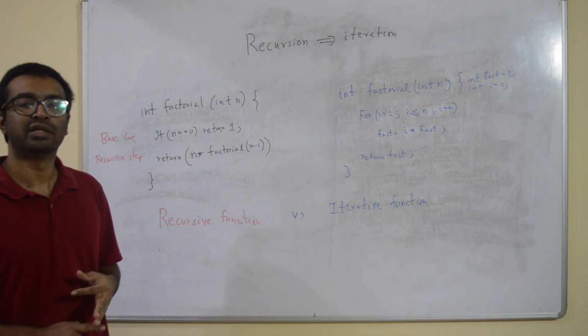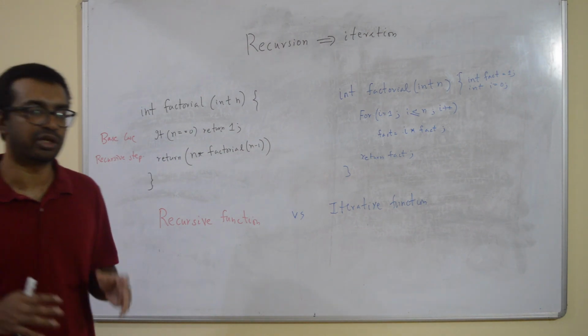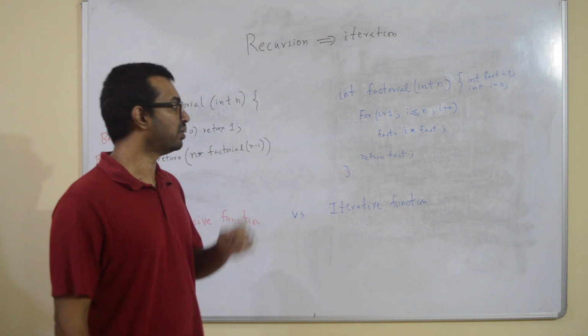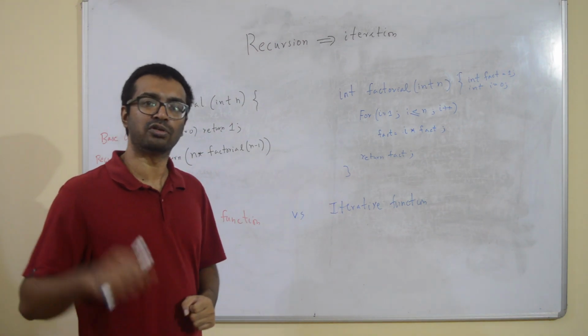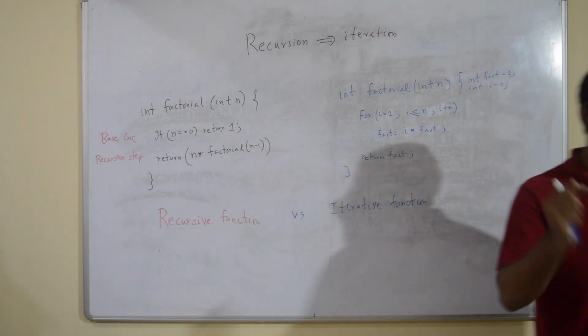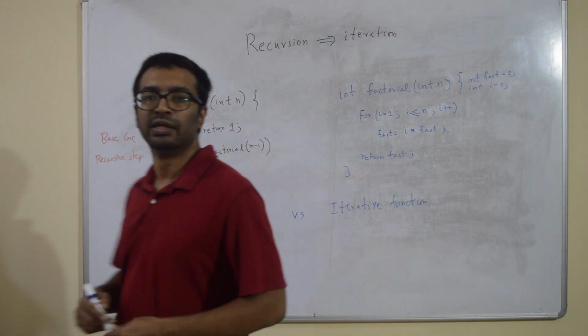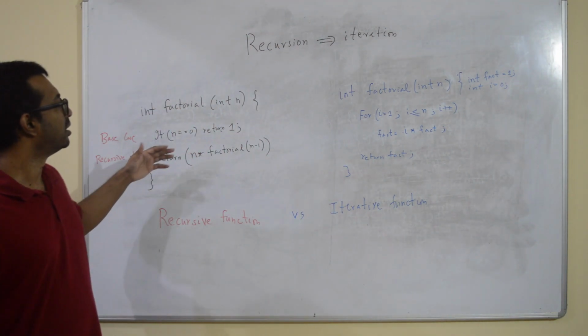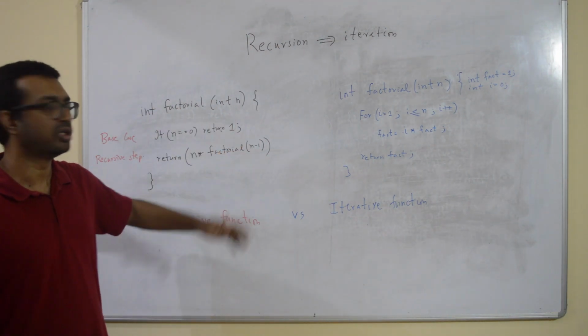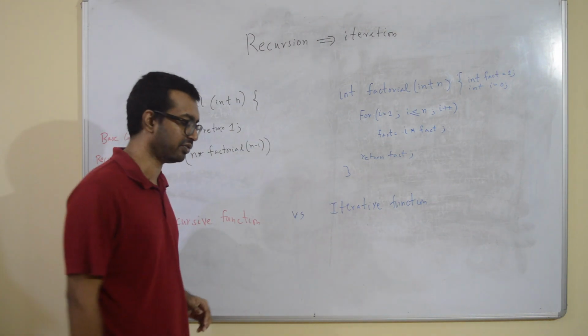It's also the case that you actually don't require all three of them. A for loop would do. If you have a for loop, you can also simulate a while or a do while. So if you have any one loop, using loops you can rewrite a recursive function into an iterative function.